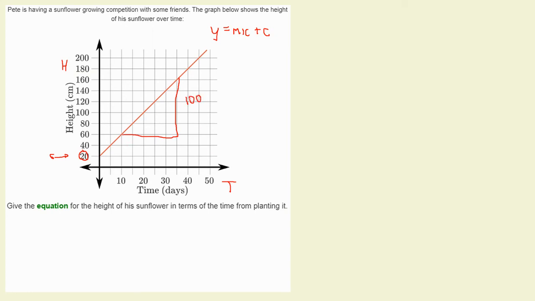And my run has gone from 10 to 35. Do you see that that's 35 there? Because it's halfway between the 30 and the 40. So it's gone from 10 to 35. Well, that then is 25, isn't it? Rise is 100. Run is 25. How many times does 25 go into 100? Hopefully you can see, but if not, use your calculator. It's 4. 4 lots of 25 is 100.